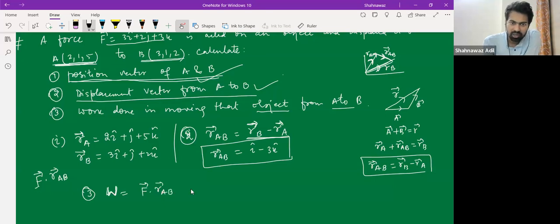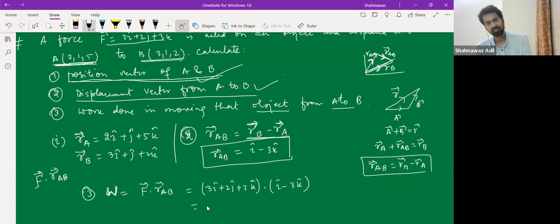So how much is F? F is 3I plus 2J plus 3K, dot I minus 3K. So this would be how much? Who is going to tell me? You guys calculate and tell me the answer.